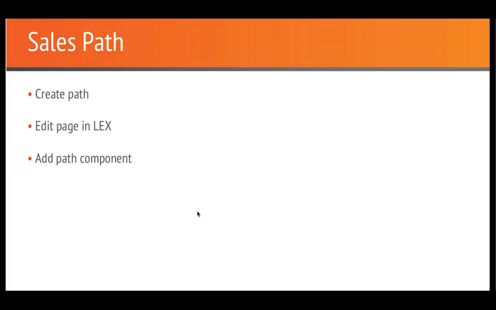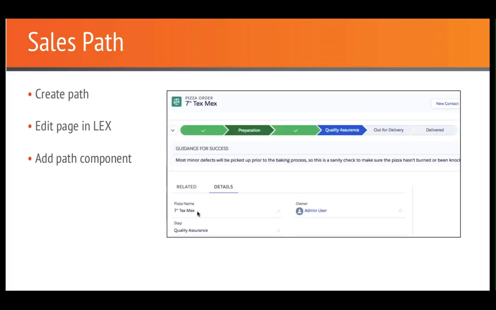So to add a path, you create the path through setup as you always did, edit the record page in the Lightning Experience and add the path component, and then you can be pathing effectively any type of record that has a pick list that basically keeps the stages of the path in there. So in this particular case, we're back to the pizza. I've got a path which shows what stage a pizza record is at. So in this case, we're in the quality assurance stage, having been through various others, including preparation.